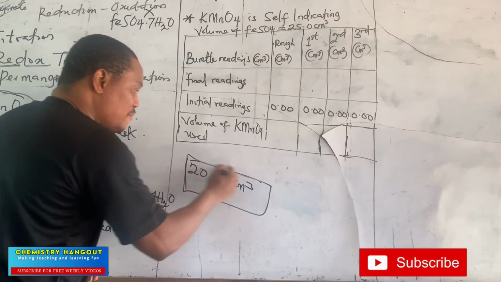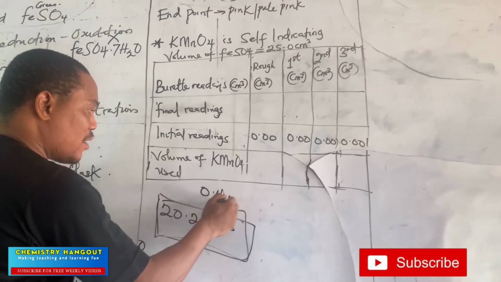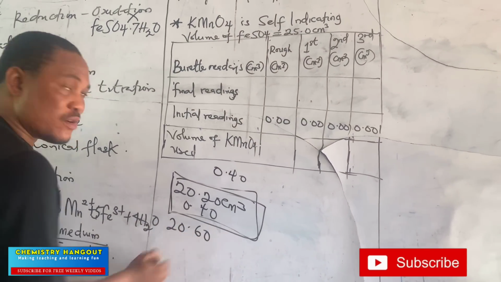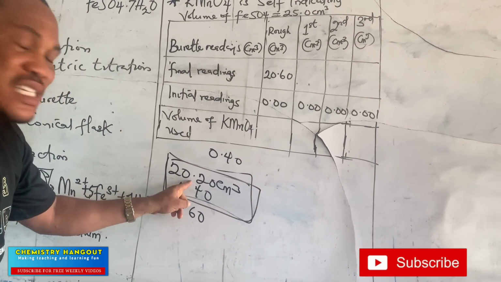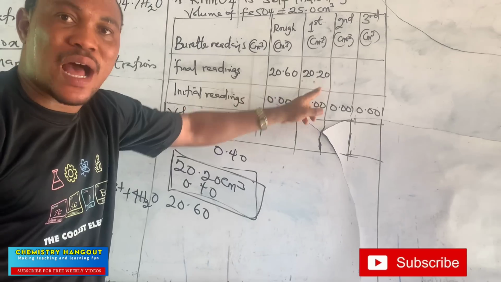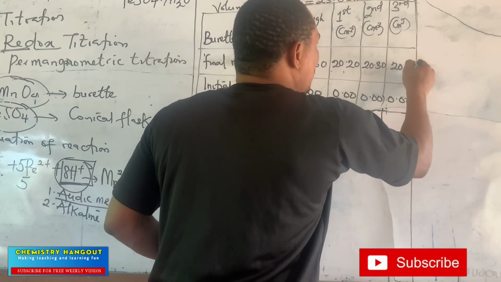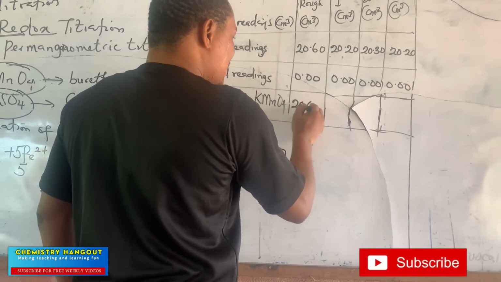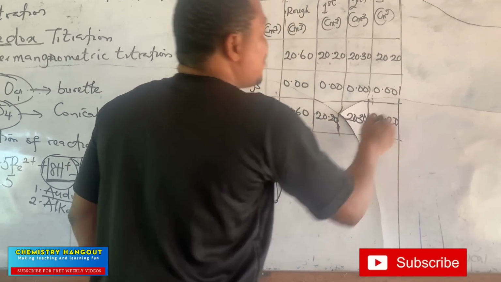Then look at me, please. Look at the titre value the teacher gave me. I will say, okay, let me increase for my rough. Let me increase this titre value by around 0.40. So that will be 20.60. So I will say my rough is 20.60. The titre value the teacher gave me becomes my first, 20.20. I will add 0.10 to this, 20.30. Then I will write again 20.20. This is my table. Very smart move. Then I'll come here and say 20.60, 20.20, 20.30, 20.20. My table is ready. I don't need to titrate again.